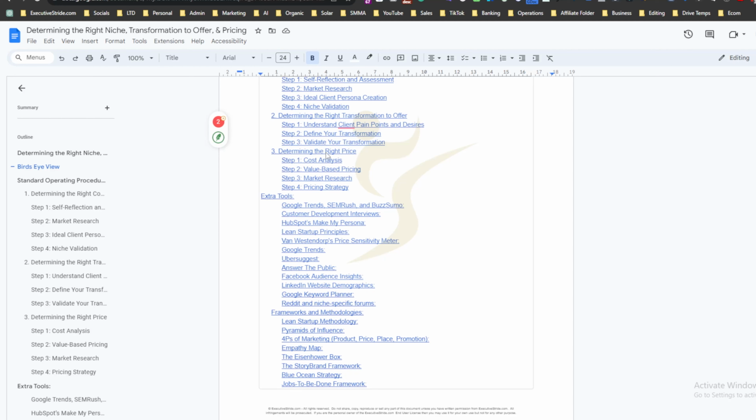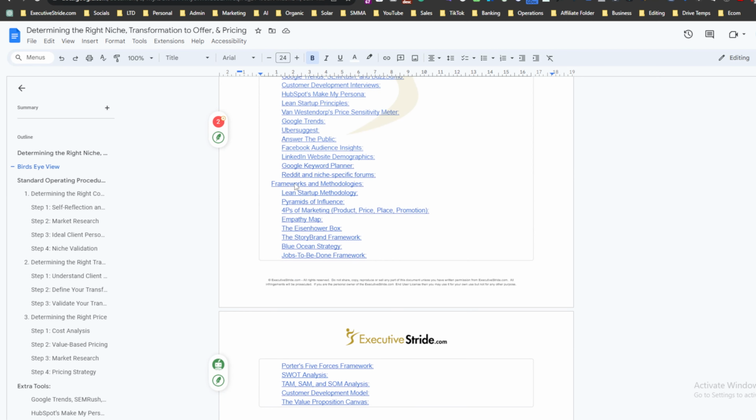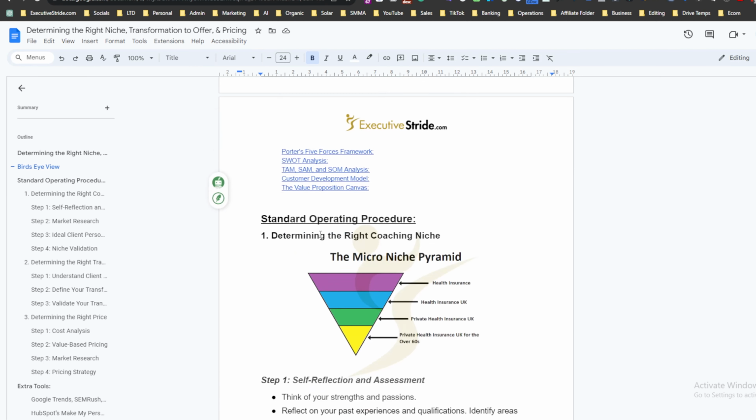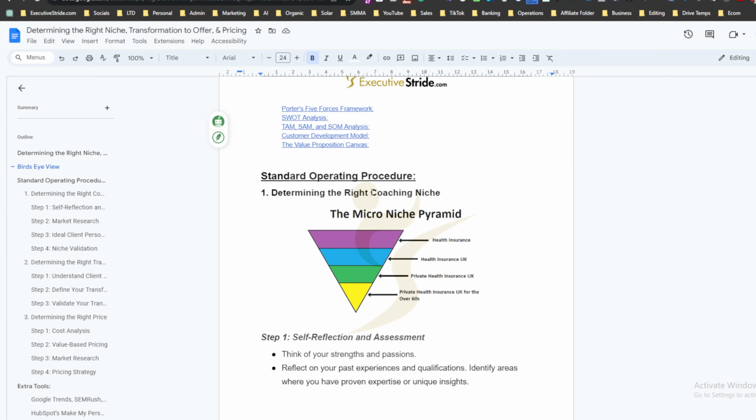And then 3 is determining your right price. So step 1 is cost analysis. Step 2, value-based pricing. Step 3, market research. Step 4, pricing strategy. And then extra tools. So Google Trends, SEM Rush, Sumo, customer development interviews, HubSpot, so there's a bunch of tools here. We'll go over them. Frameworks and methodologies, we'll go over those as well. So determining the right niche.